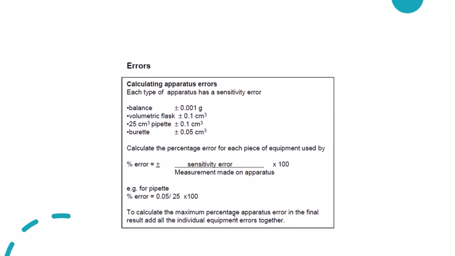To calculate the maximum percentage apparatus error in the final result, add all the individual equipment errors. Like here in this example, if it was 0.05, it is done for 0.05, not for 0.1. So the sensitivity error is 0.05 divided by the value recorded, 25, times 100.